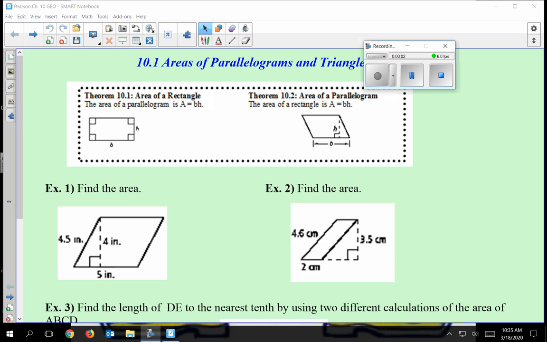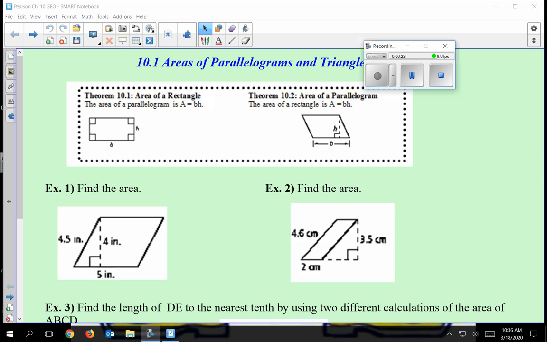Hey everybody, this is chapter 10, section 1. We're looking at areas of parallelograms and triangles. So remember, a parallelogram is a many-sided figure. It can be a parallelogram, it could be a rectangle, it could be a rhombus, could be a square.